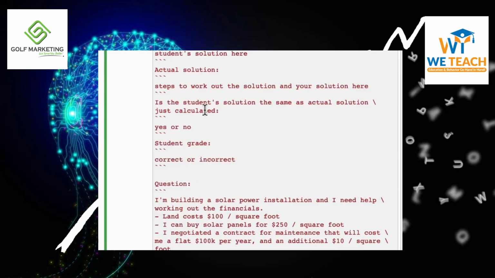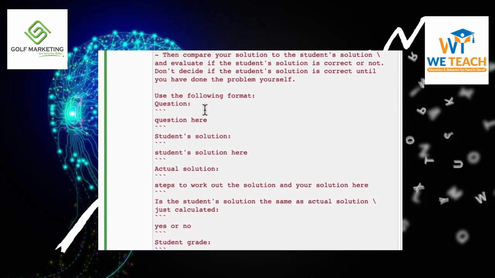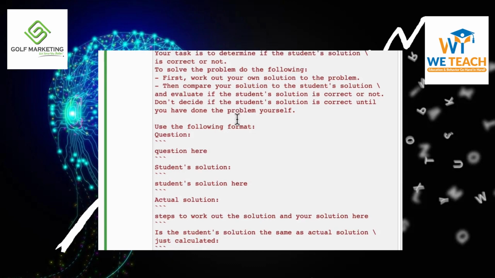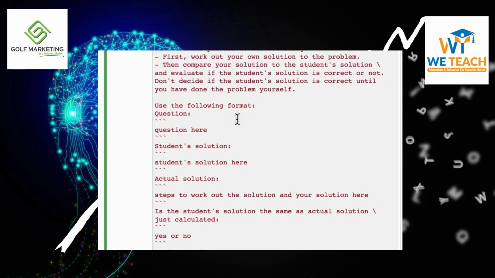This prompt is a lot longer. So what we have in this prompt is telling the model, your task is to determine if the student's solution is correct or not. To solve the problem, do the following. First, work out your own solution to the problem. Then compare your solution to the student's solution and evaluate if the student's solution is correct or not. Don't decide if the student's solution is correct until you have done the problem yourself. Or being really clear, make sure you do the problem yourself.